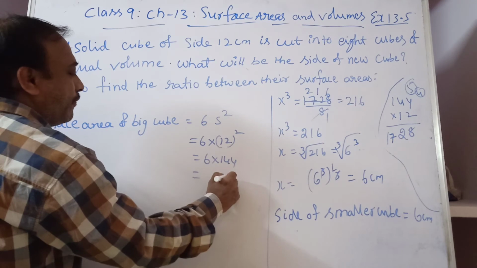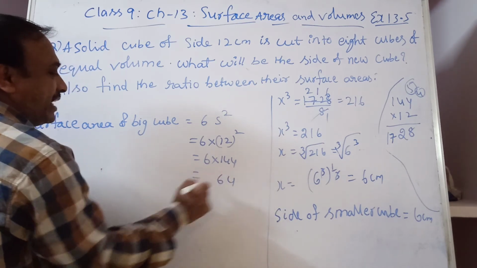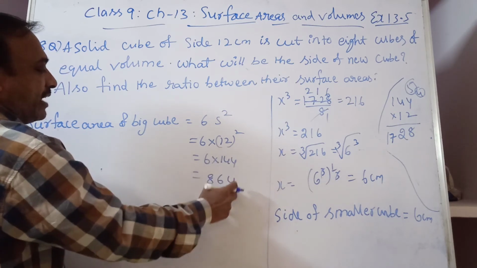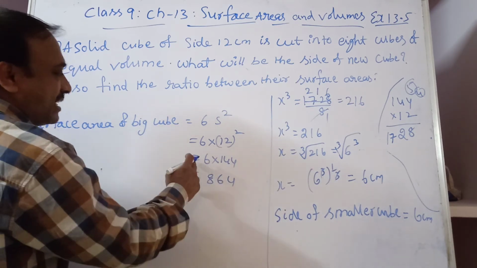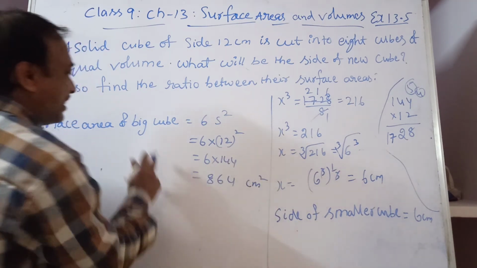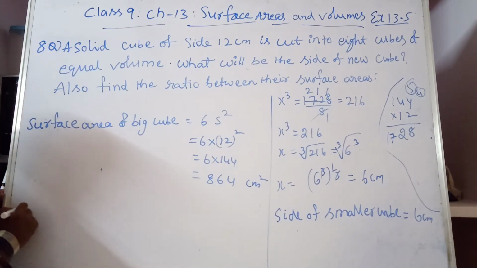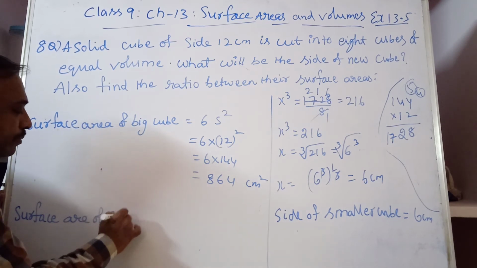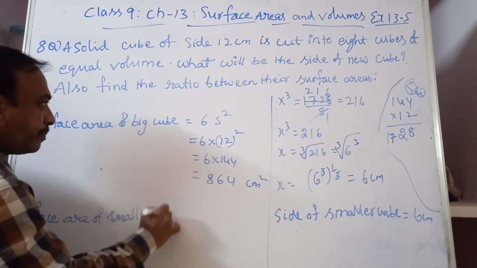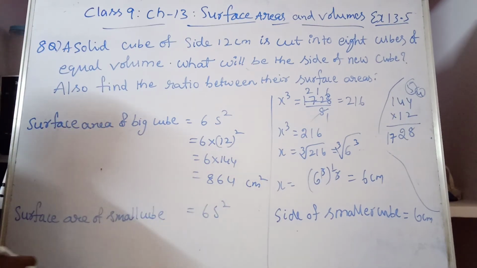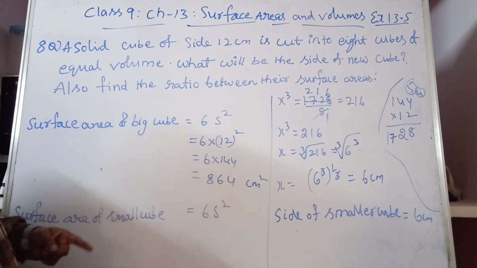6 fours are 24, and 6 fours are 24, plus 2, 26. 6 ones are 6 plus 2, 8. So 864 centimeter square. This is the surface area of the bigger one. Now the surface area of the small cube, which is equal to 6s square. Or both you can write at a time, then you can simplify.